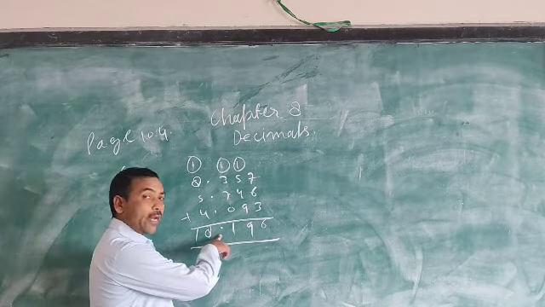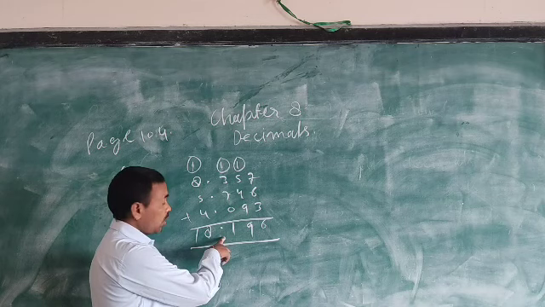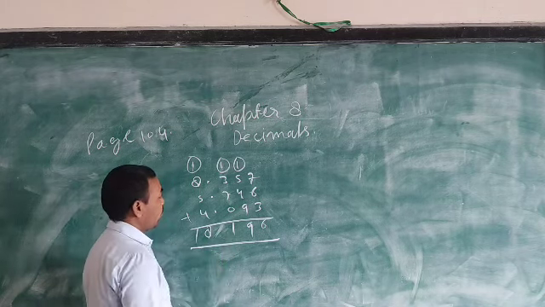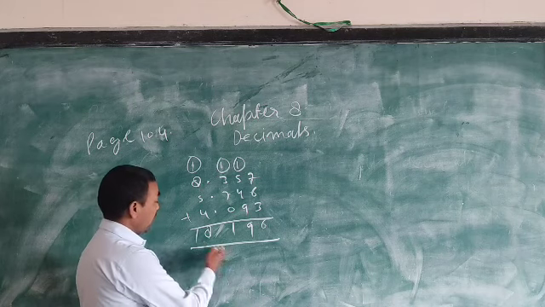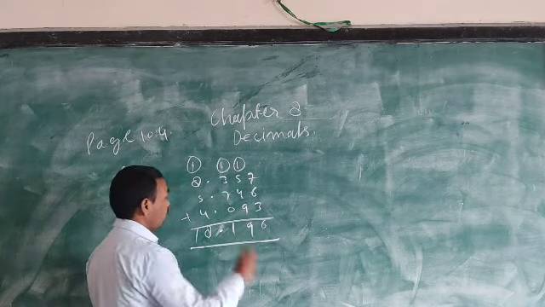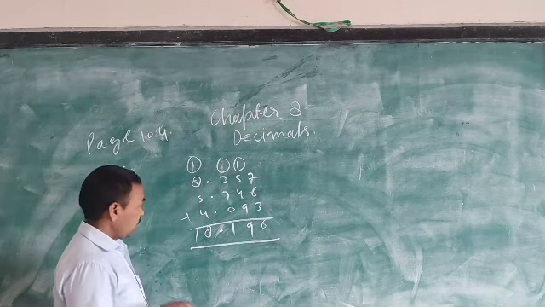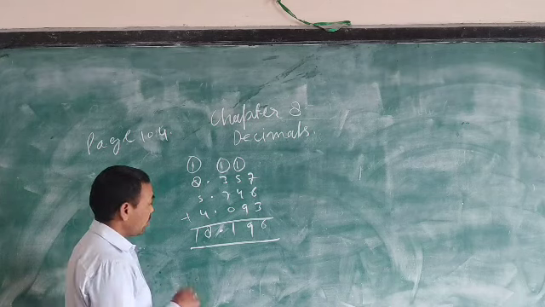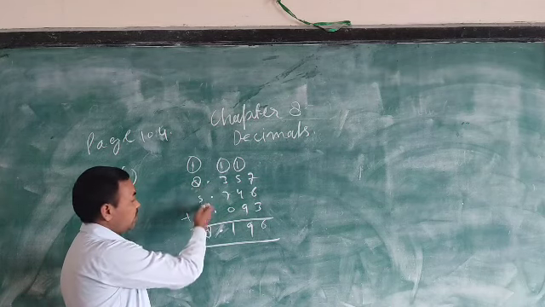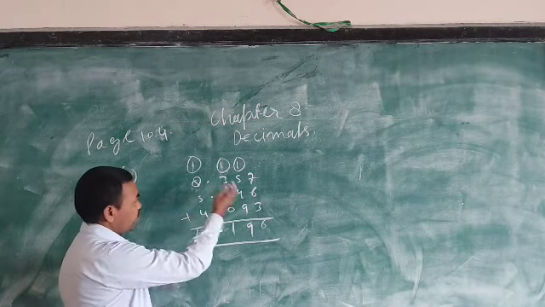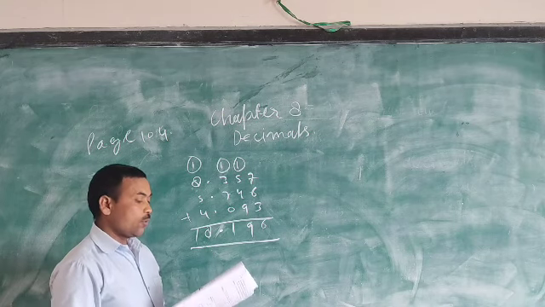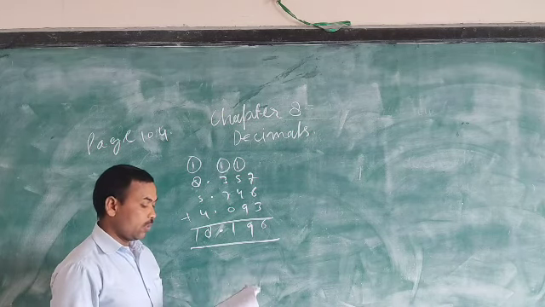Don't forget to write the decimal in your answer, otherwise the answer will be wrong. See, suppose you don't write the decimal, this number is 18,196, and this number is near about 18. So there is too much difference between 18,000 and 18. This number is near about 8, this number near about 6, this number near about 4. So if you add, then this answer will come. I hope the remaining you can do by yourself.